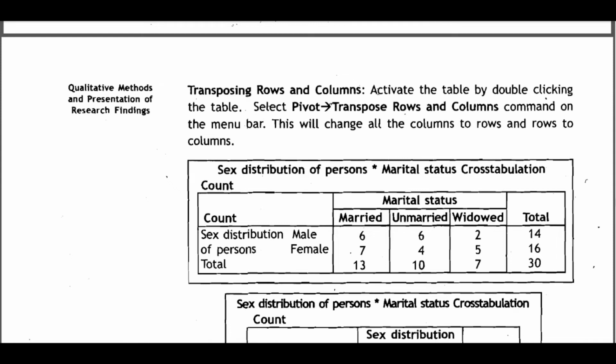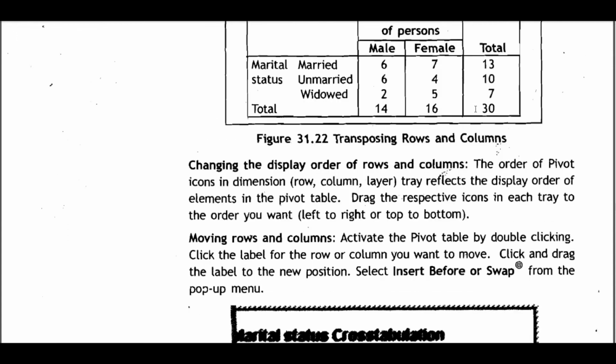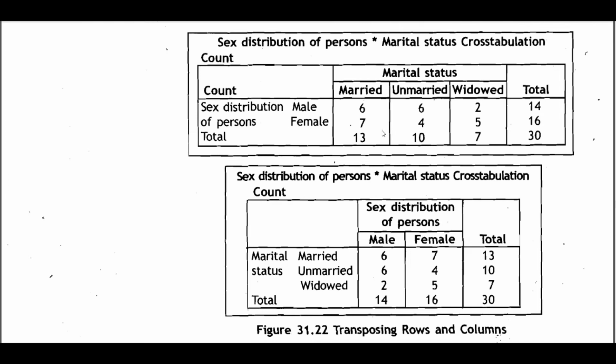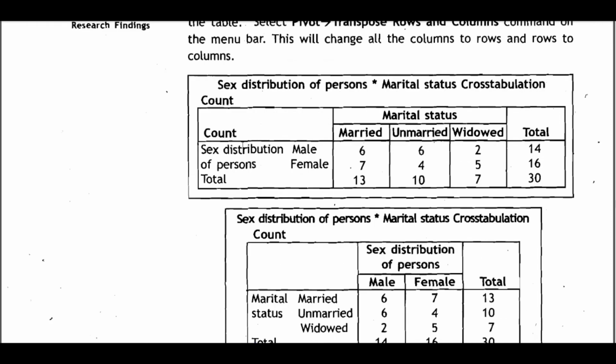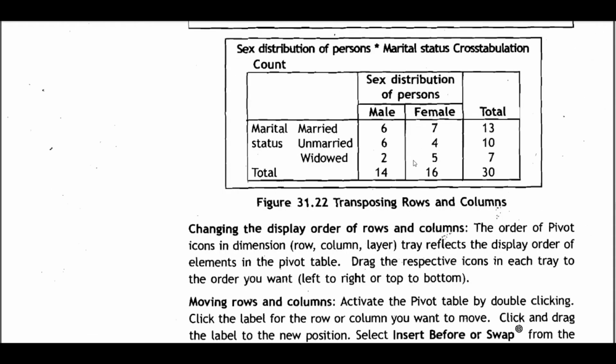Transposing rows and columns. Activate the table by double clicking the table. Select the pivot transpose rows and columns command on the menu bar. This will change all the rows to columns and all the columns to rows. Transposing rows and columns has been done here. See, what was on the x-axis goes to the y-axis, and like that. Both changed: whatever was in the rows has gone to the columns.